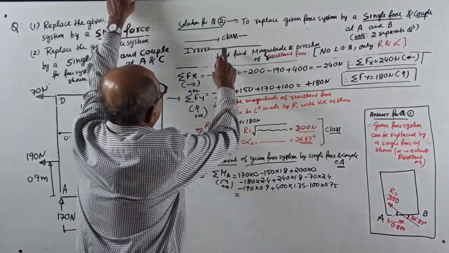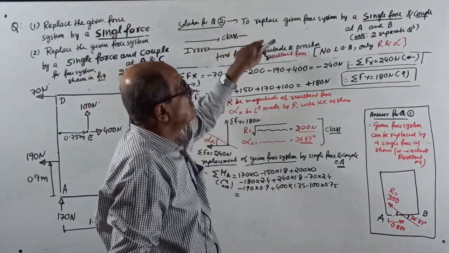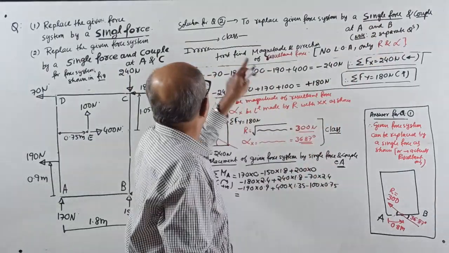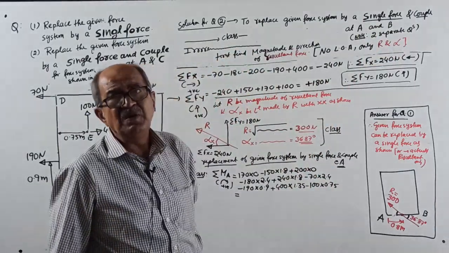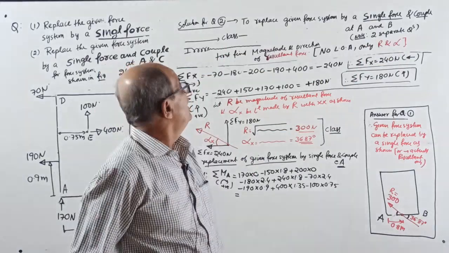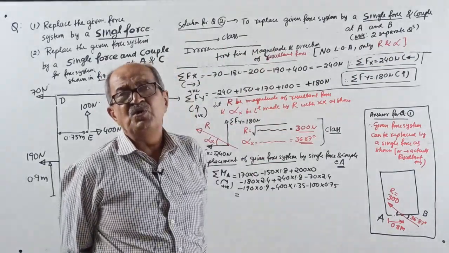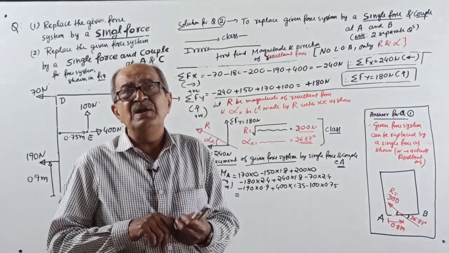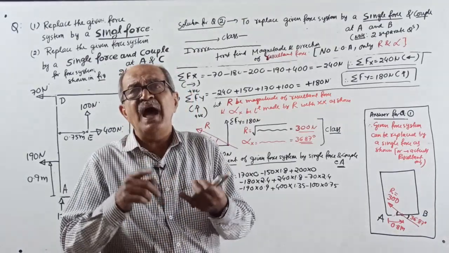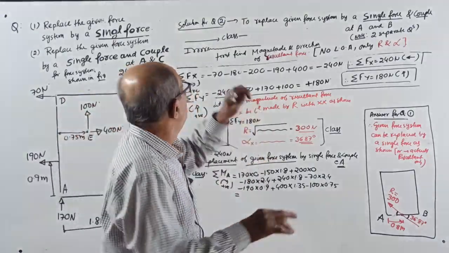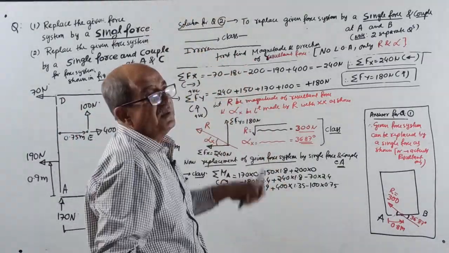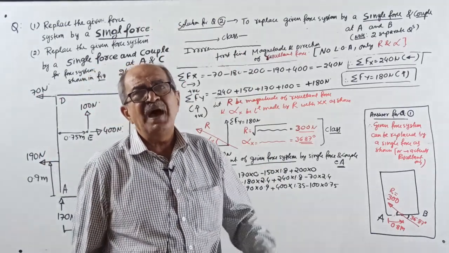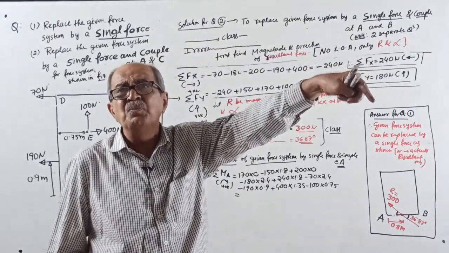So now, class, these are two separate questions, one set A, one set B. This is already over earlier. But remember, I told you, when you want to replace the given force system by a single force and couple, that single force is nothing but the resultant force with its magnitude and direction. That's all. Line of action is not to be located. Wrong. The line of action is passing through some unknown point.